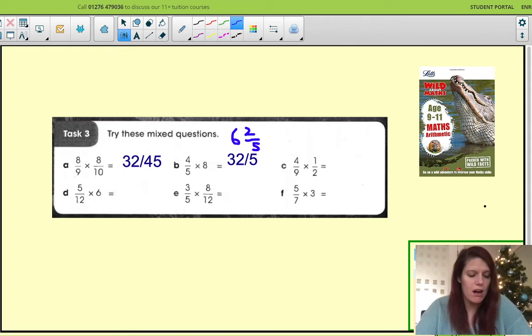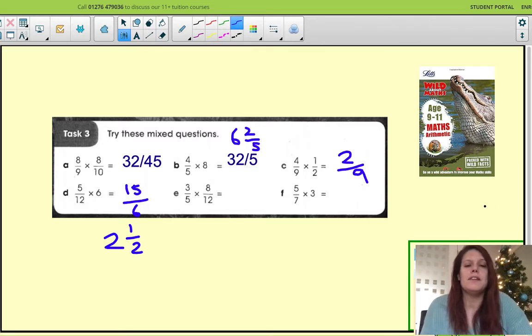C, 4 ninths times a half. This gives us 2 ninths. I'm just going to write it. 5 twelfths times 6 is 15 sixths, or 2 1/2. And then under here, 2 1/2. This is of course 12 sixths. Then we have 3 left over. 3 sixths is equivalent to a half.